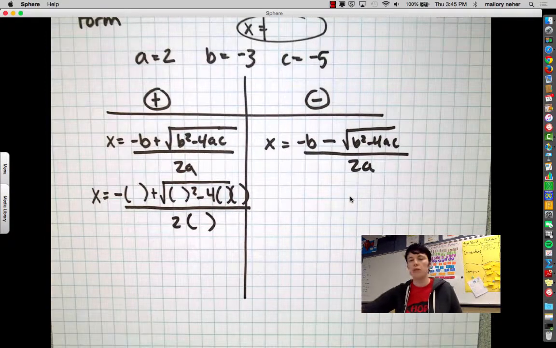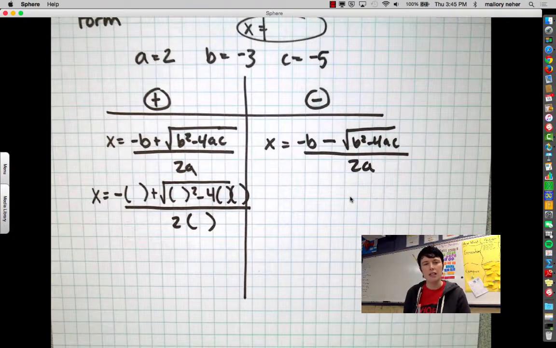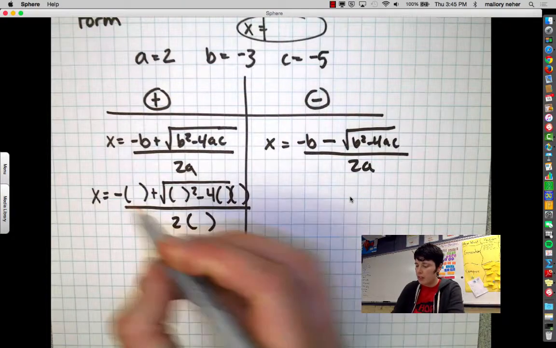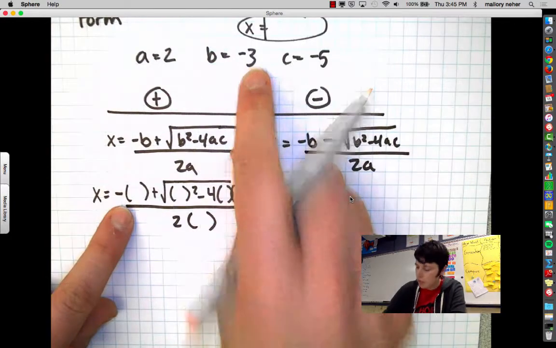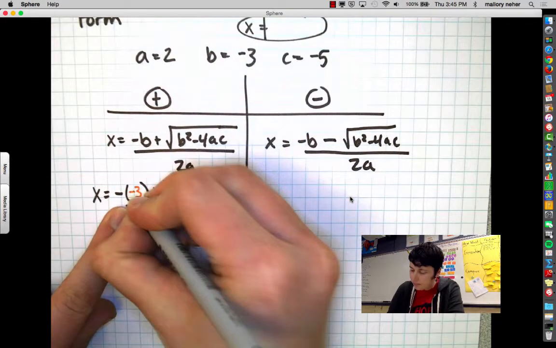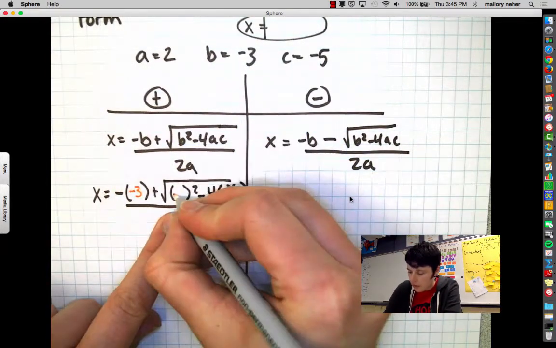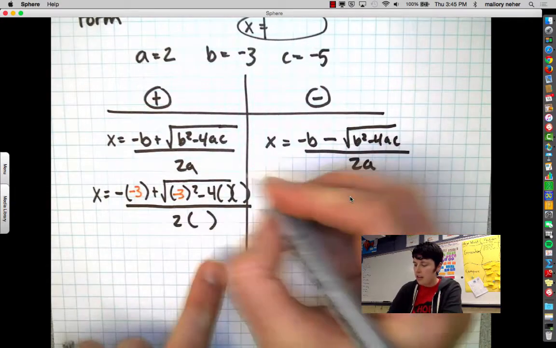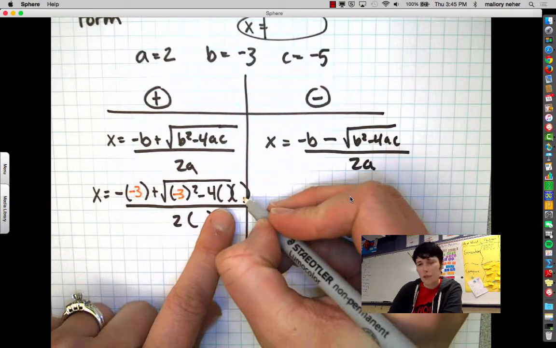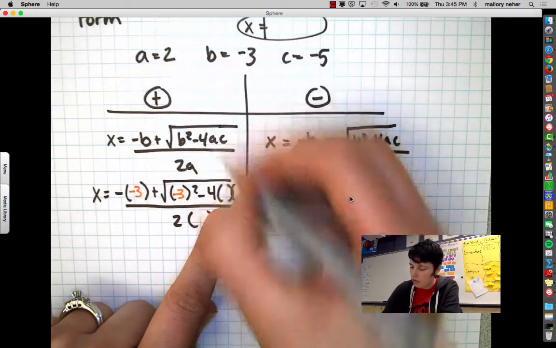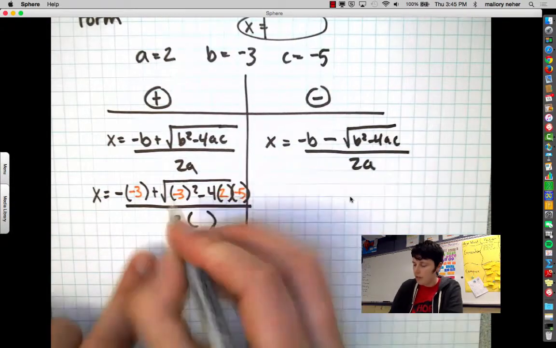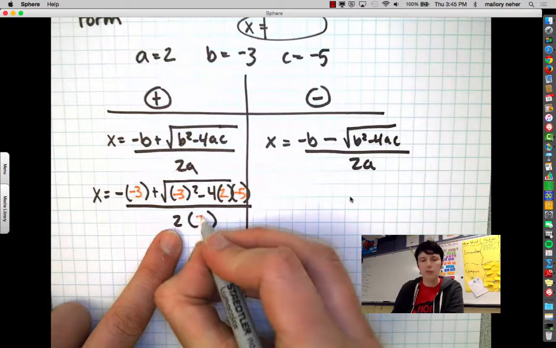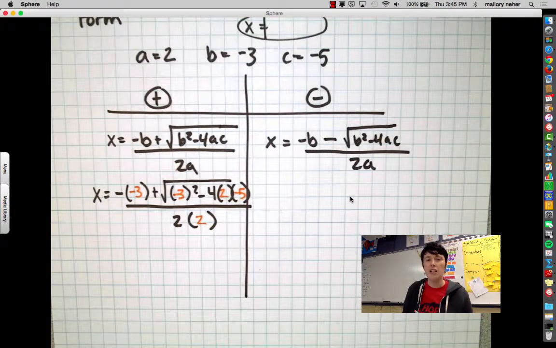And then what I'm going to do is fill the ABCs in with what I know. So if it's supposed to be a negative b, in this case b is a negative 3, so I'm going to put a little negative 3 in there. B squared will be a negative 3 squared, minus 4ac, so a is 2, c is negative 5, all over 2a, so 2 times 2. There we go. And then I've got to clean this up and finish solving.